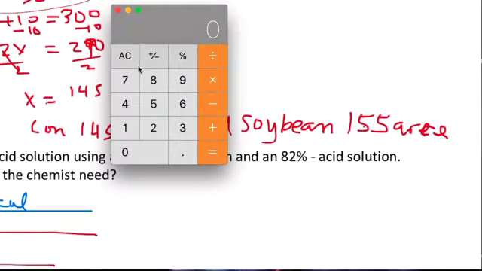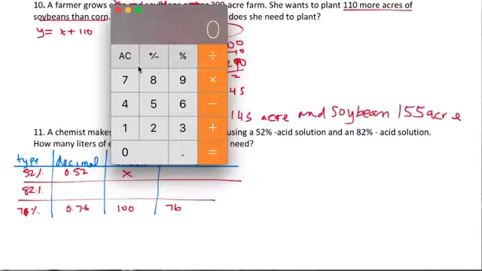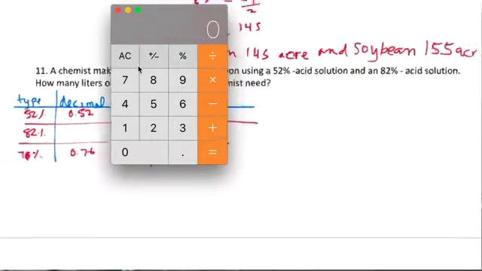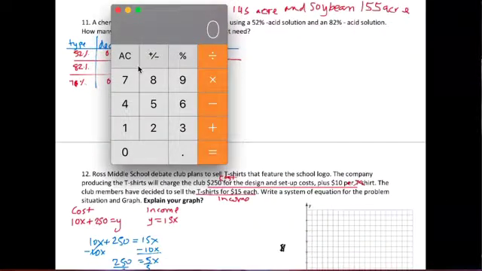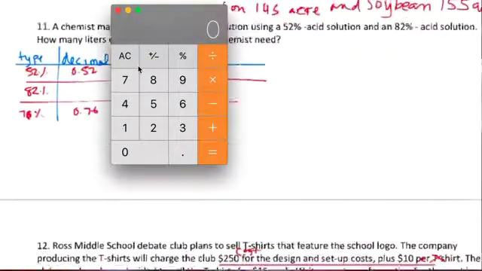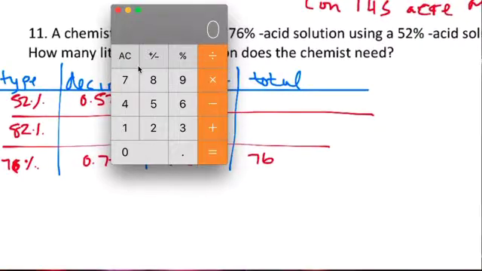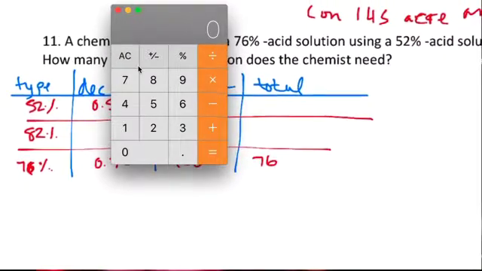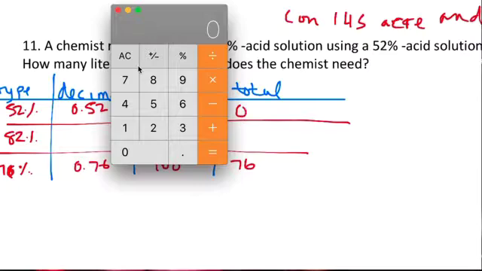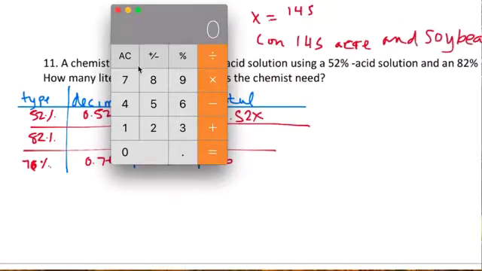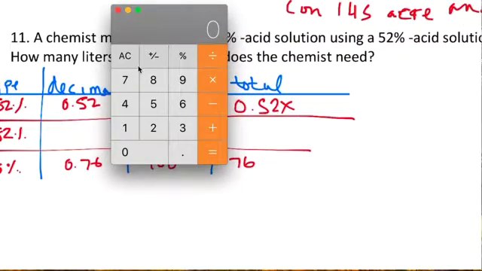Okay, acres, well, you guys know. And then you do this one, the chemical. I hope you know how to set it up. So this is 0.52x. I shouldn't do this when I'm this tired. And then 0.82. We don't know the amount, that's why.